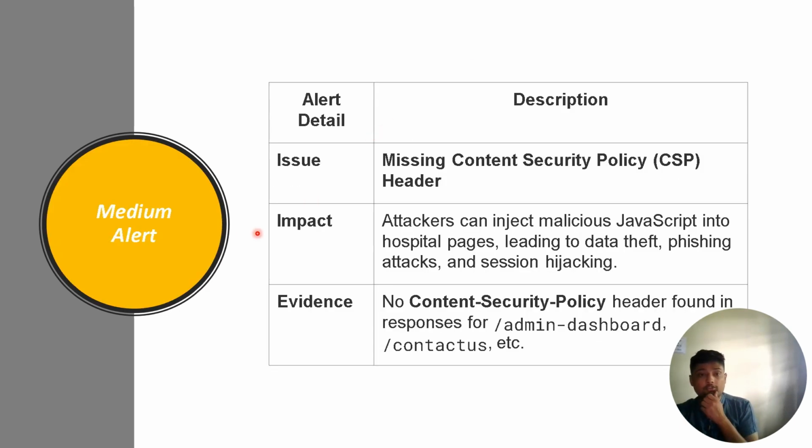So now let's look into the medium alert, right? When our application is being used, the users will send in requests and our application will send out responses. And within those responses, what ZAP found is that there is a missing content security policy specification within the response headers. In this case, attackers can inject malicious JavaScript code into our hospital pages, leading to data theft and phishing attacks. So it makes our system more vulnerable because we don't explicitly specify this policy within our response headers.